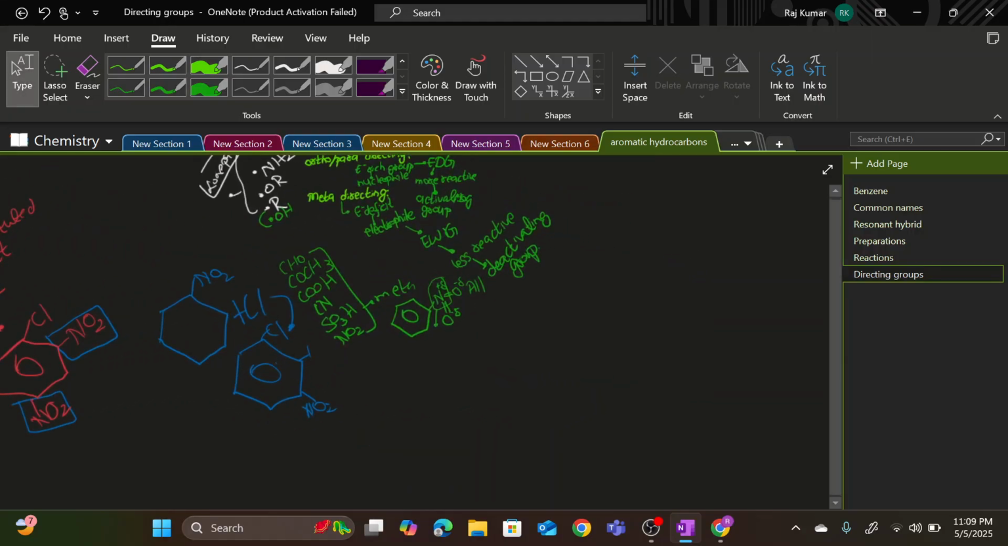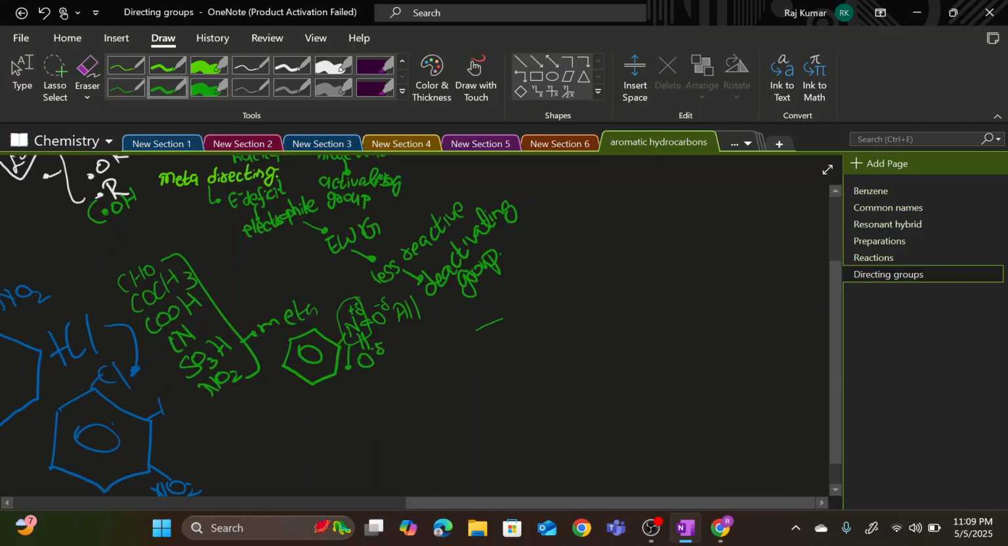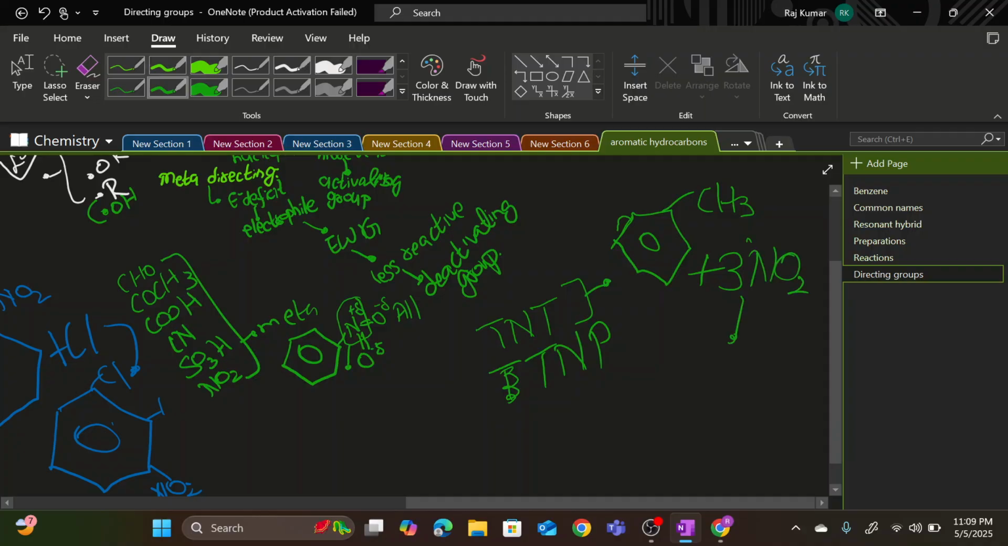It's a simple concept, and on the basis of this meta-directing and ortho-directing group, we have the formation of trinitrotoluene. We also have the formation of trinitrophenol, also known as picric acid. Trinitrotoluene is made in such a manner that we take toluene, which has a CH3 group, and when it is combined with three nitric acid molecules in very concentrated nitric acid, it is going to form trinitrotoluene, which is an explosive essentially used in atomic bombs.